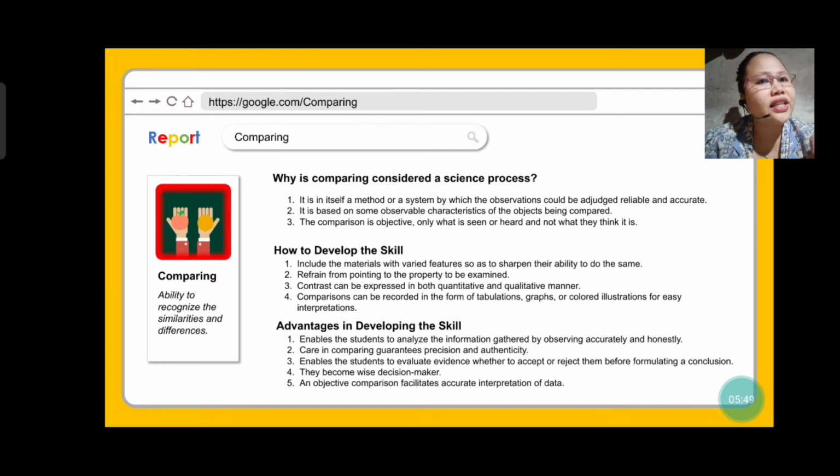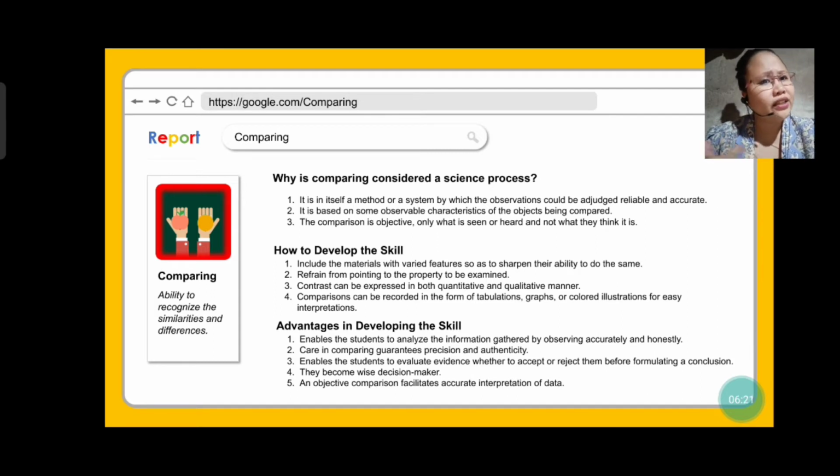And then, third is it enables the students to evaluate evidence whether to accept or reject them before formulating a conclusion. For example, with the leaves, is it really correct to say it is yellow? Is it really that color? Since it is a comparison, it enables them to evaluate evidence if it should be accepted or rejected before formulating their conclusion.